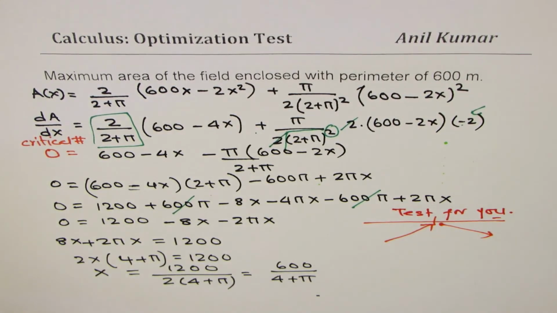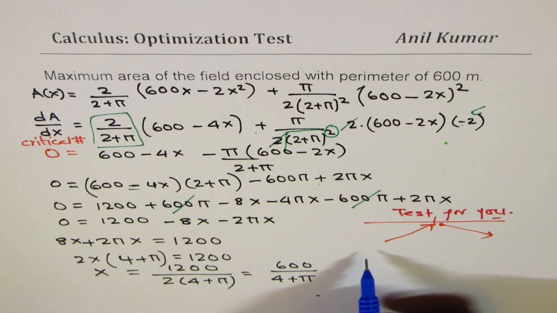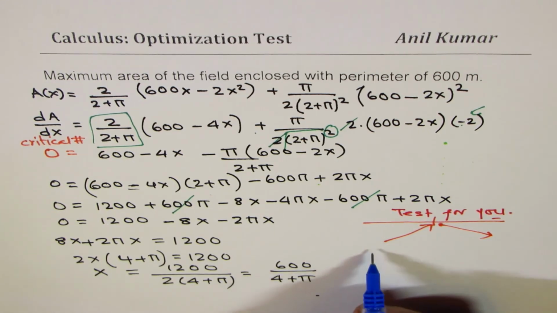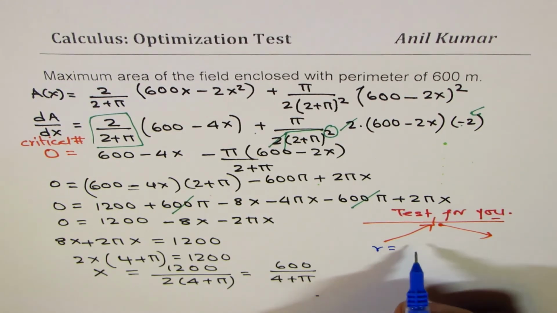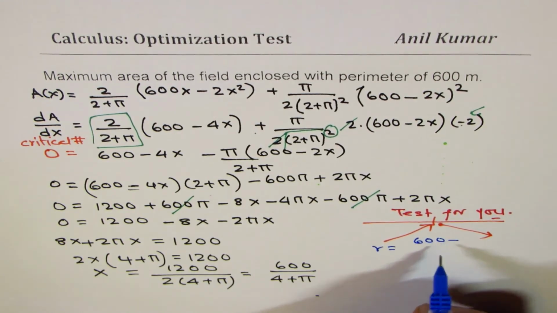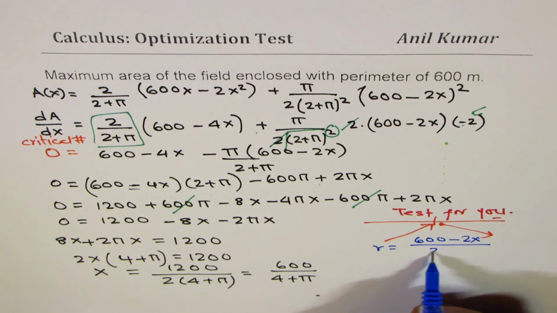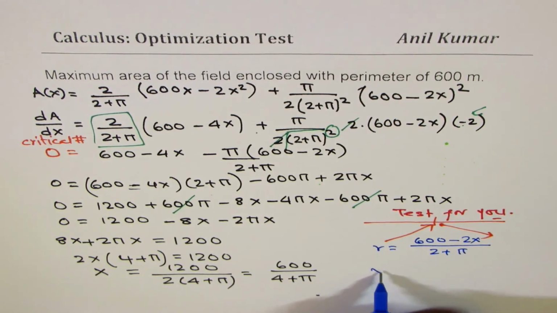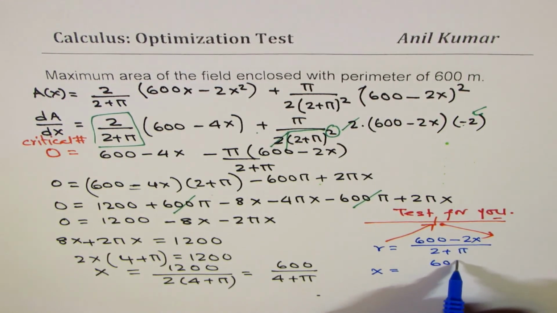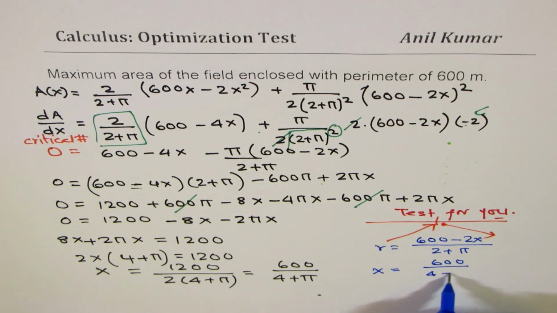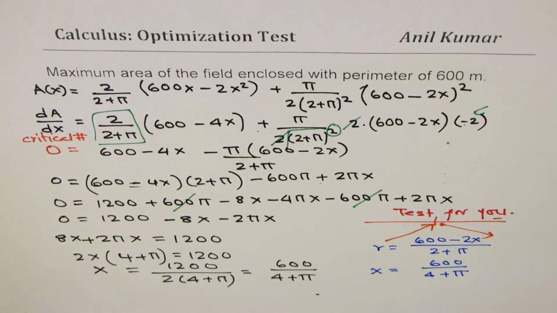Okay, so we get our answers. The two answers which we have got are that R value is equal to, let's get back to our notes, R is equal to 600 minus 2x over 2 plus pi, and x is equal to 600 over 4 plus pi. So that is the answer.